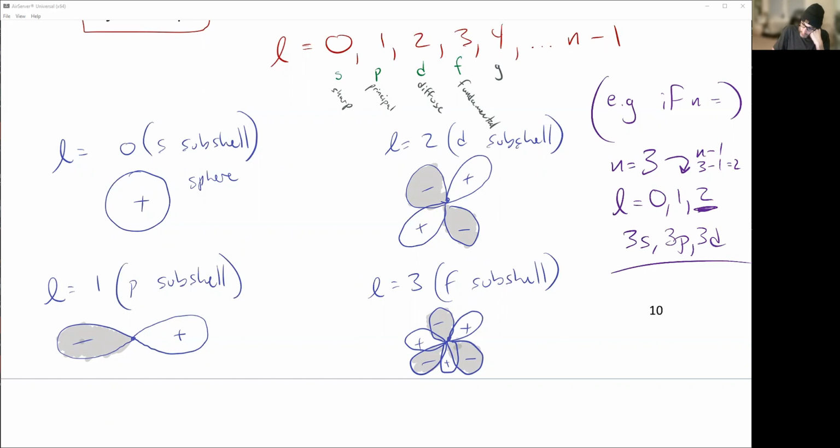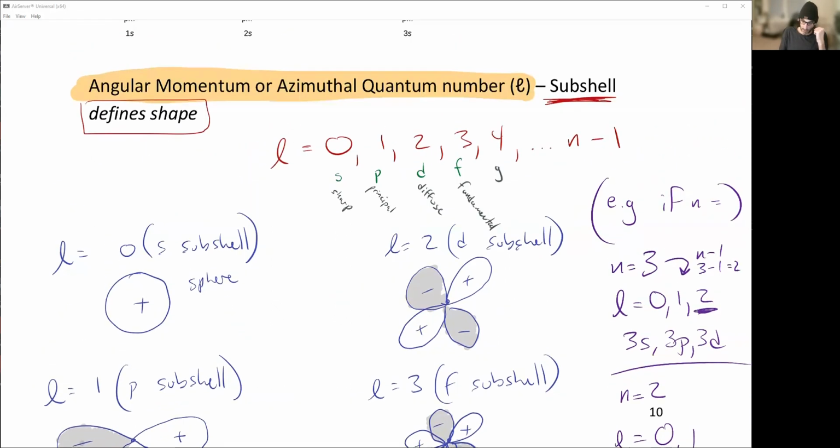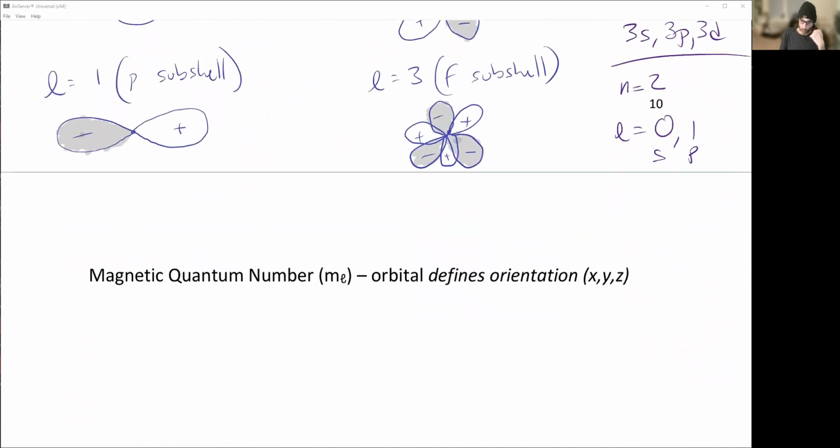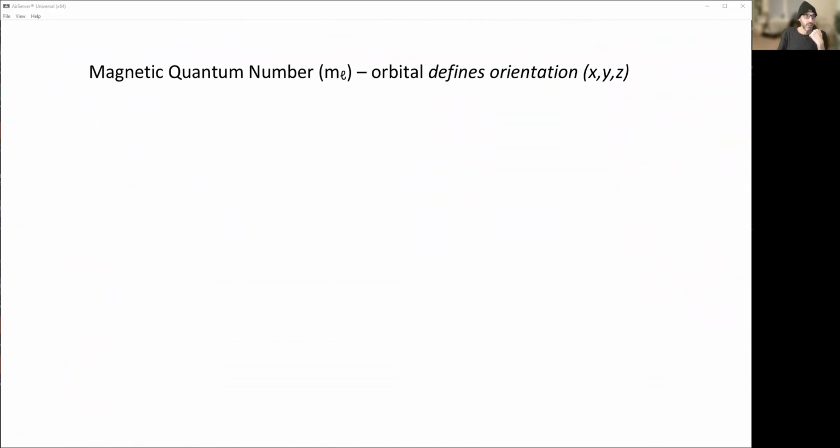So if n is equal to 2, what are the possible L values I can have? Well, L can be 0 or 1. So it's possible to have a 2s or a 2p. I cannot have a 2d. So again, n feeds into L, which then feeds into the magnetic quantum number.